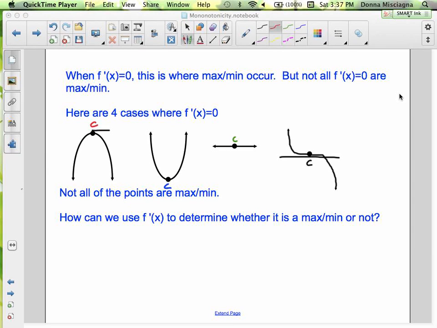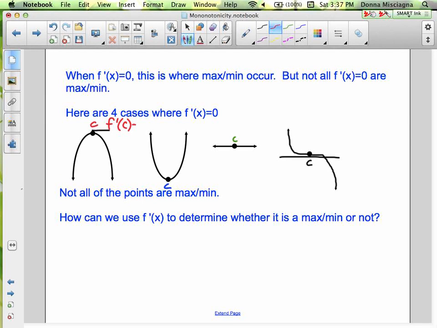So let's look at the first one. Let me just notate here that our derivative at c equals 0. Now let's take a look at either side of our function. Of course, the derivative is 0 because we have a horizontal tangent line. So for values that are less than c, so here x is less than c, let's take a look at our derivative.